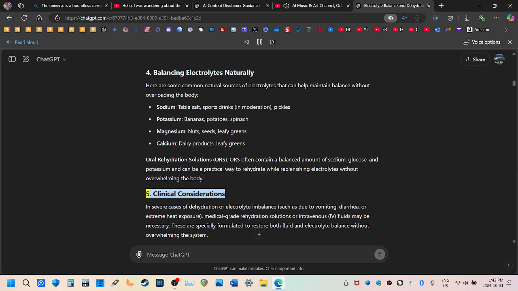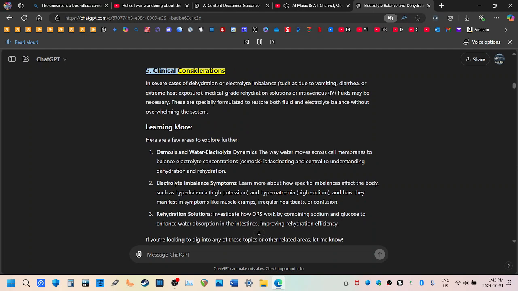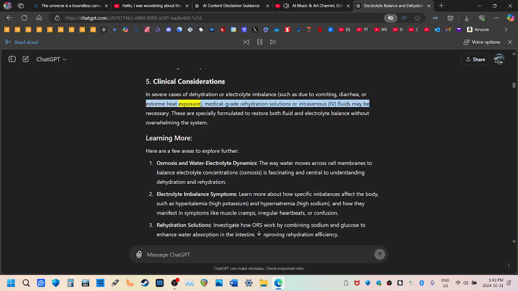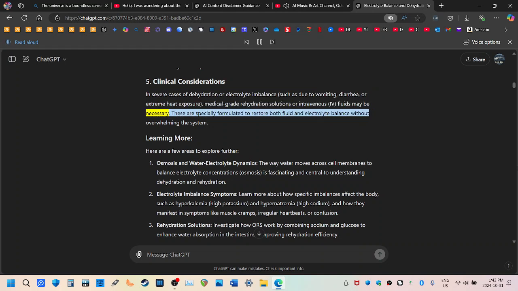5. Clinical considerations. In severe cases of dehydration or electrolyte imbalance, such as due to vomiting, diarrhea, or extreme heat exposure, medical-grade rehydration solutions or intravenous fluids may be necessary. These are specially formulated to restore both fluid and electrolyte balance without overwhelming the system.